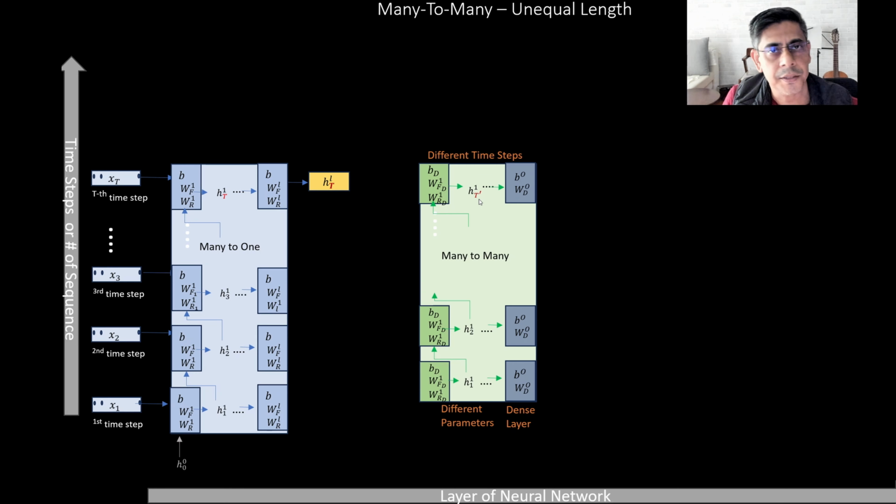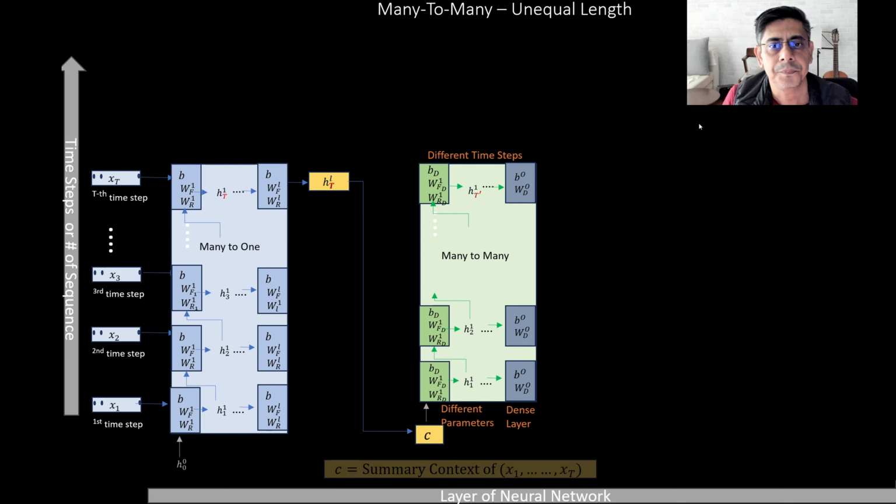Then the third thing is the different time step, which means if this is T, here it is T dash. In our Hindi to English translation, we said that this is 6 words here. Here it is 4 words. So obviously T and T dash are different. And then the summary information goes to the many to many network's hidden state. You remember this initial hidden state H0 from our last video.